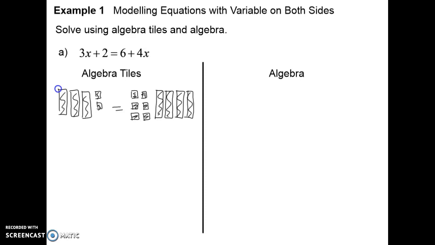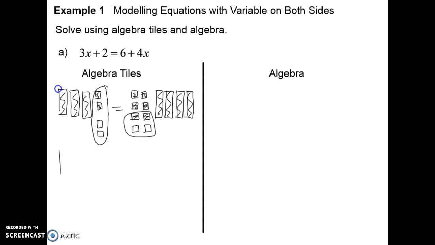Okay, so what we want to do is we want to get rid of the ones tiles on one side of the equation. So let's add 2 negative tiles there, and if we do that on that side, we've got to do it on the other side as well. That will then make 2 zero pairs. So we've gotten rid of that, and we've gotten rid of that.